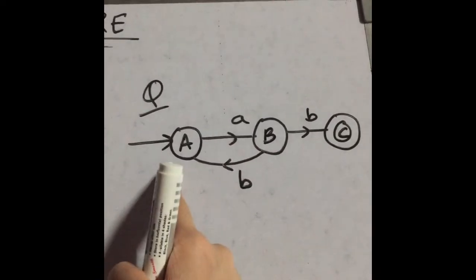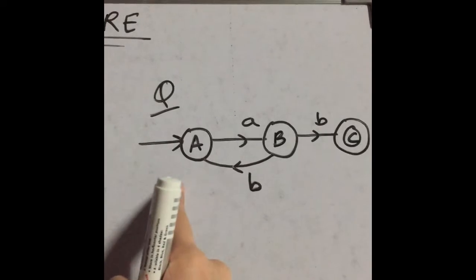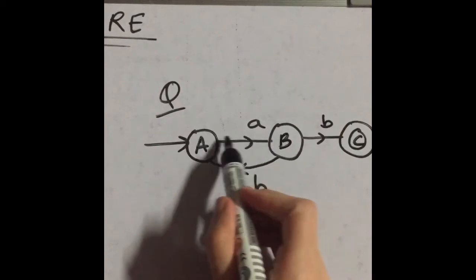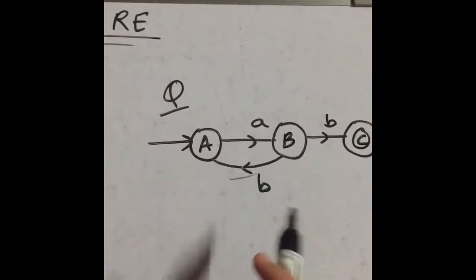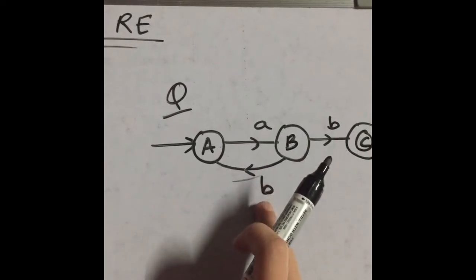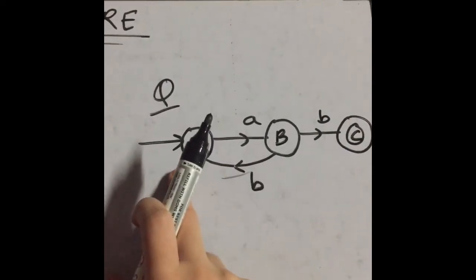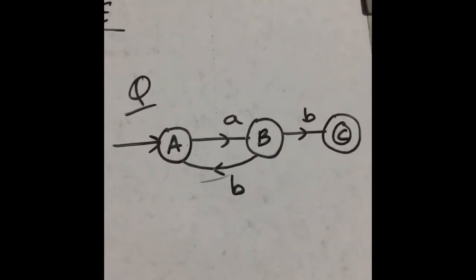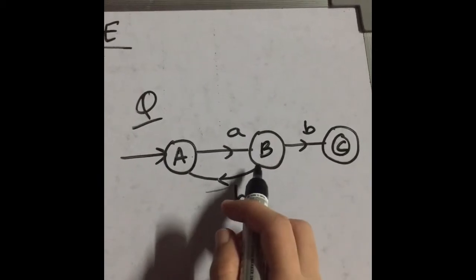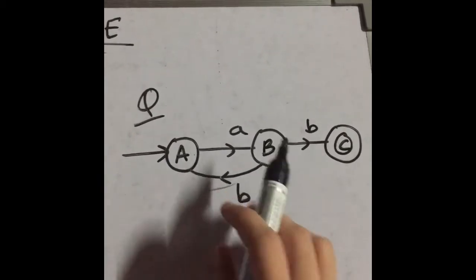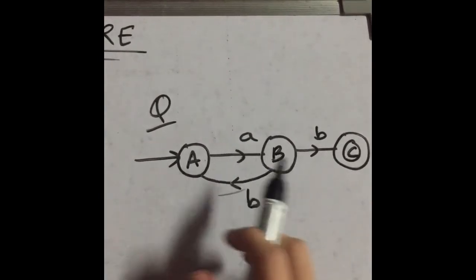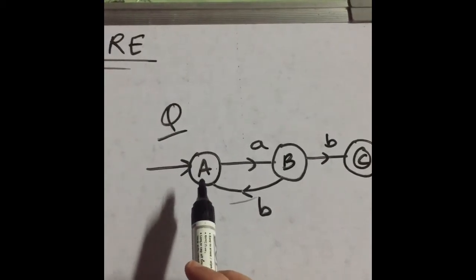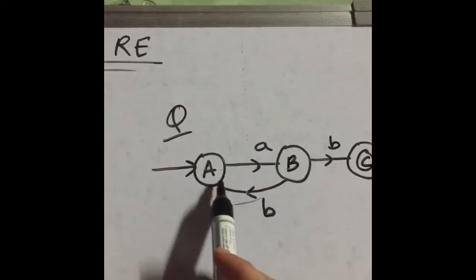Yes, from B to A there is an incoming edge. For A this edge is an outgoing edge and this edge is an incoming edge. So the transition from B to A is an incoming edge for A, right? In simple words, this is an incoming edge for A and this is an outgoing edge for B. So yes, there is an incoming edge to A, this edge.